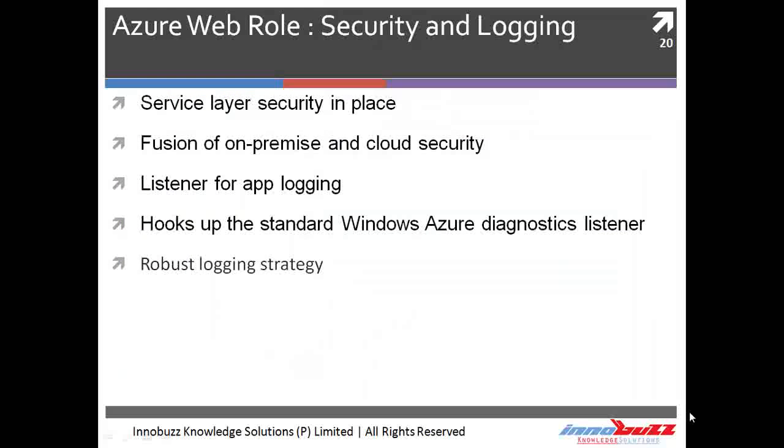So we move on to Azure web role security and logging. What it is: a service layer security in place. It's a fusion of on-premises and cloud security, of course, because Azure itself is a fusion of on-premises and the cloud, so the security should be in the same manner. The listener for logging of all the applications hooks up the standard Windows Azure diagnostic listener and a robust logging strategy.